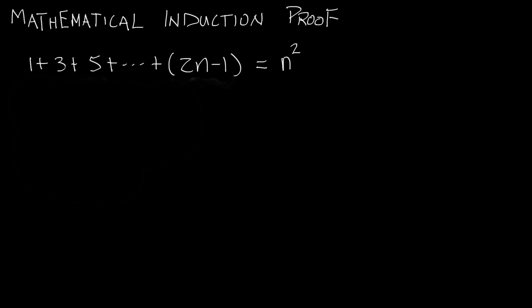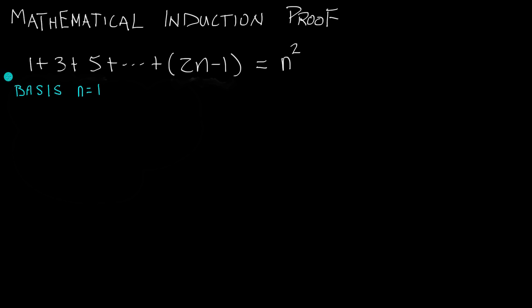So the very first step in the mathematical induction proof is what we call the basis step. For the basis step, we're basically going to look at the most simple case that we can come up with and make sure that this statement is true on both the left hand and the right hand side. So we're making sure that the left hand side is equal to the right hand side for the most simple case.